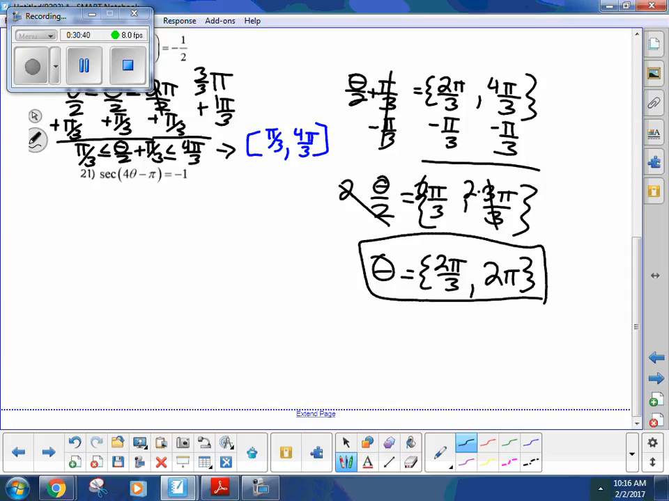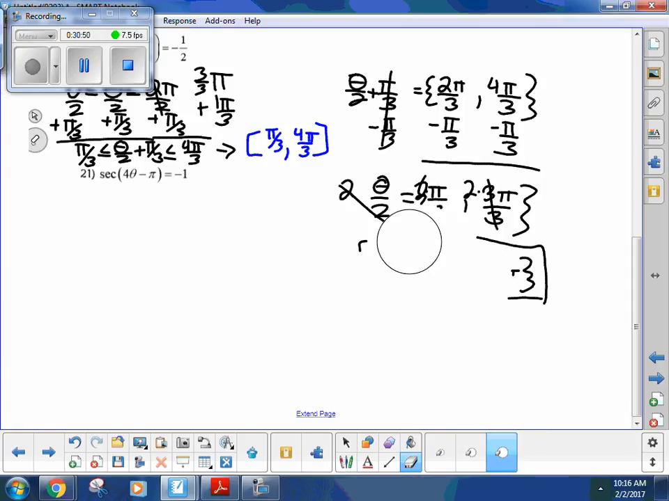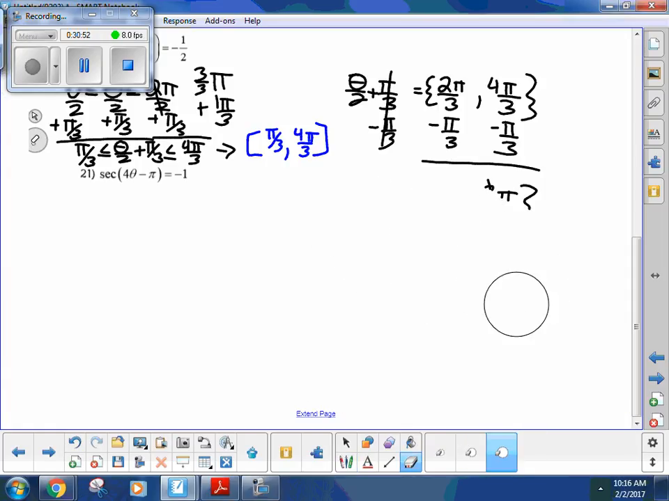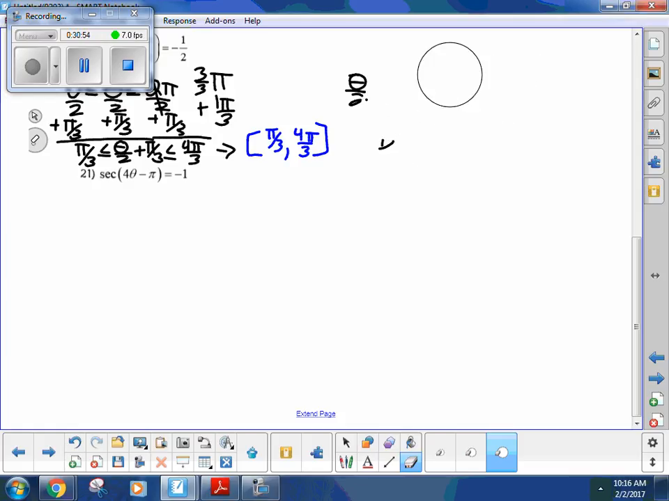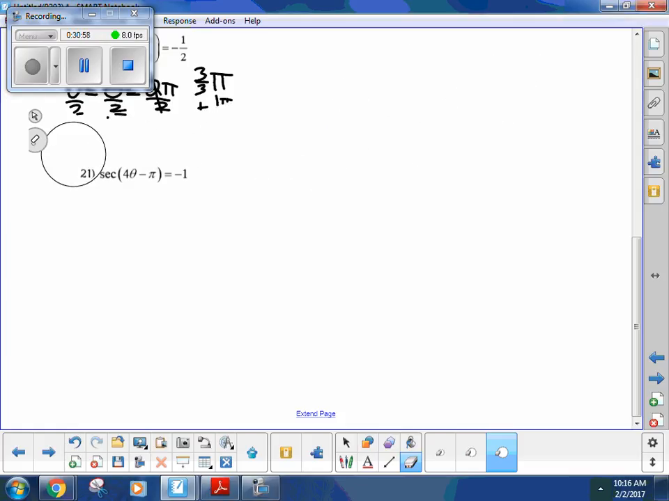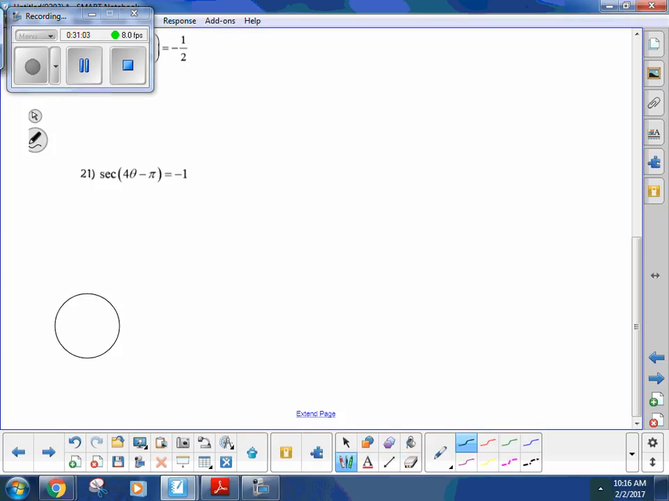Okay, great. So let's go ahead and work on the very last one on this back page. This one's solved already. So the first thing I'm going to do is change secant to its reciprocal.